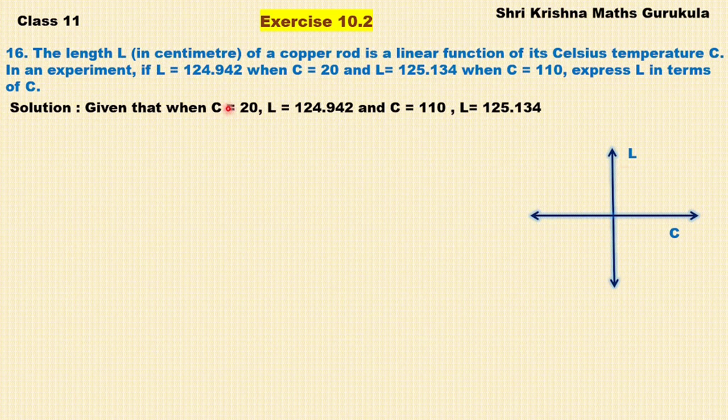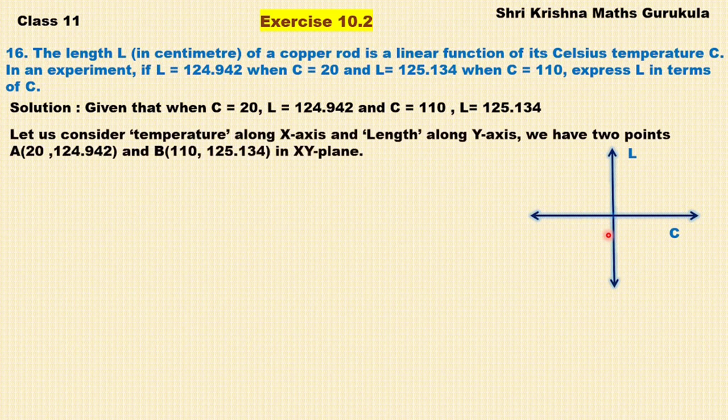Clear? Yes. The observation from the experiment, we get two temperatures and their corresponding lengths. So if you relate it to rectangular coordinate system and plot the points, what will those 2 points be? C, 124.942. Let's say it is somewhere here. Then 110, 125.134. It may be somewhere here. So you join those 2 points, then we get a line segment. So we have got 2 points after we have considered temperature along x-axis and length of the copper rod along y-axis. So if I am calling these 2 points as A and B, then it will be line segment AB.